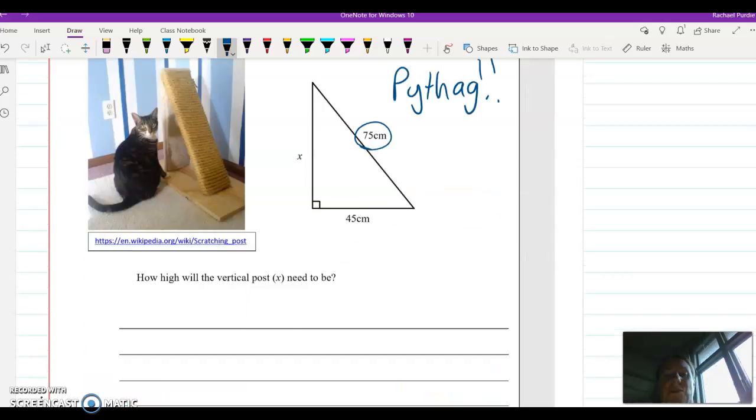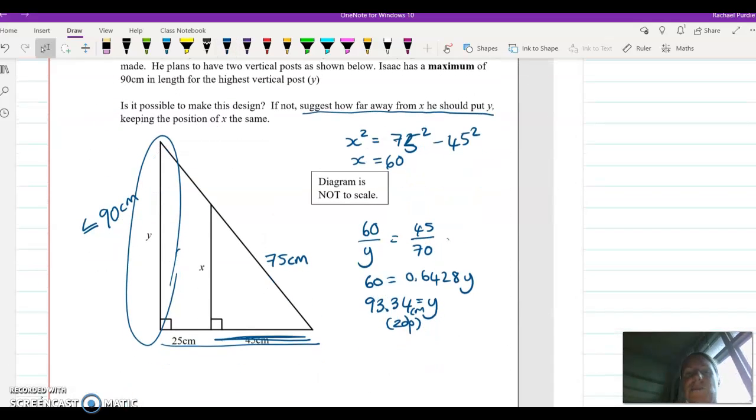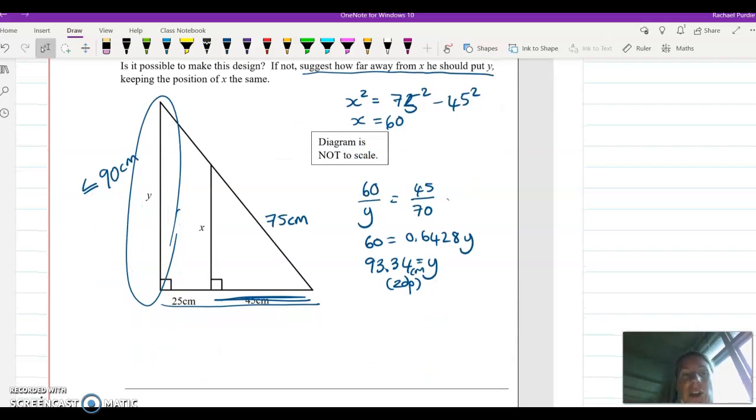But then the question was, and of course with that, to get the merit mark, you really should be saying something about this situation. So of course he's got a maximum of 90 centimeters. Apparently we're going to need 93 centimeters for y. So no, it is not possible for Isaac to make this design. So therefore the next question is, how far away should he put y? How far away from x should he put y?